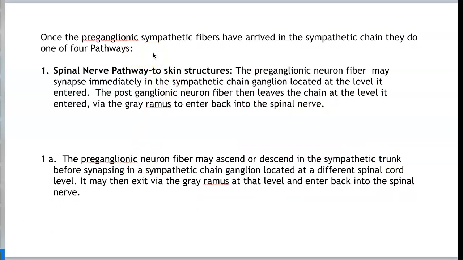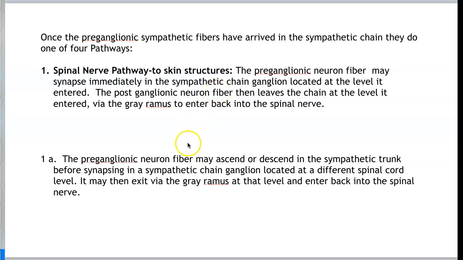So, once our preganglionic sympathetic fibers have arrived onto the sympathetic chain, they can do one of four things. There are 4 different pathways that you need to know. If you have your worksheets printed out, you can do these pathways with me too. The first pathway is going to take us to skin structures. So we're talking about the erector pili muscles, the sweat glands, and the blood vessels in the skin. We are going to use our spinal nerve pathway to take us to our skin structures.